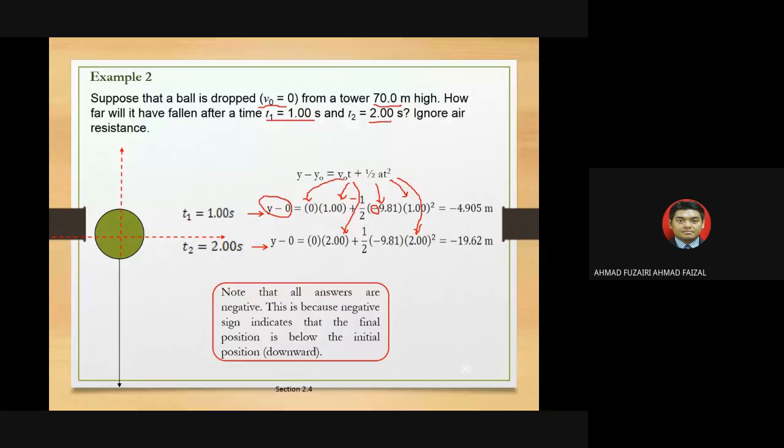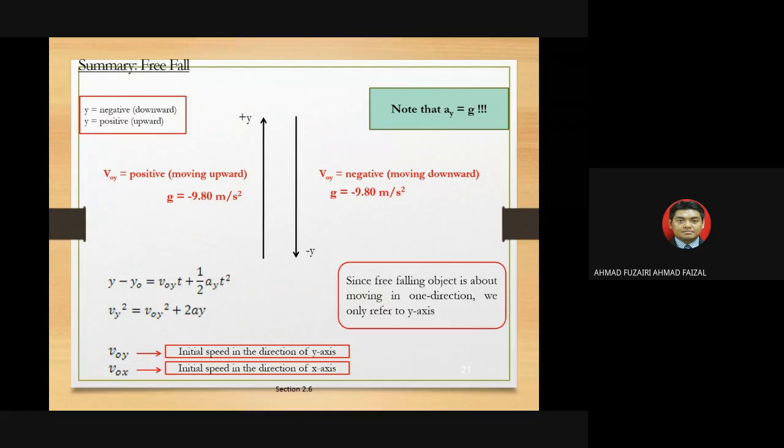downward. For summary of free fall, every object that is moving upward will have the positive velocity while moving downward will have the negative velocity. The gravitational acceleration is always negative 9.8 meters per second square everywhere in the motion as the gravity is directed downward. Since free fall object is about moving in one direction, we only refer to the y axis.